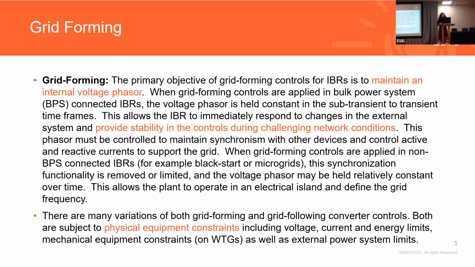This phasor must be controlled to maintain synchronism with other devices and control active and reactive currents to support the grid. When grid forming controls are applied in non-transmission-connected inverter-based resources, for example, for black start or in microgrid applications, this synchronization functionality is removed or limited, and the voltage phasor may be held relatively constant over time, and the plant operates in an electrical island and defines its frequency. There are many variations of grid forming and grid following converter controls, and both are subject to physical equipment limitations, including voltage, current, and energy limits, mechanical equipment constraints, for example in wind turbine generators, and also external system limits.